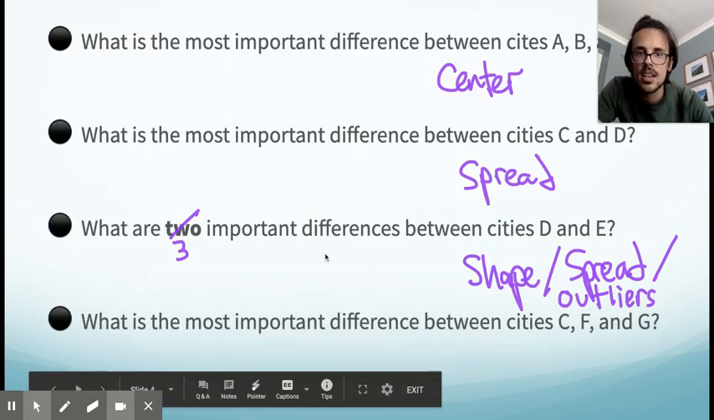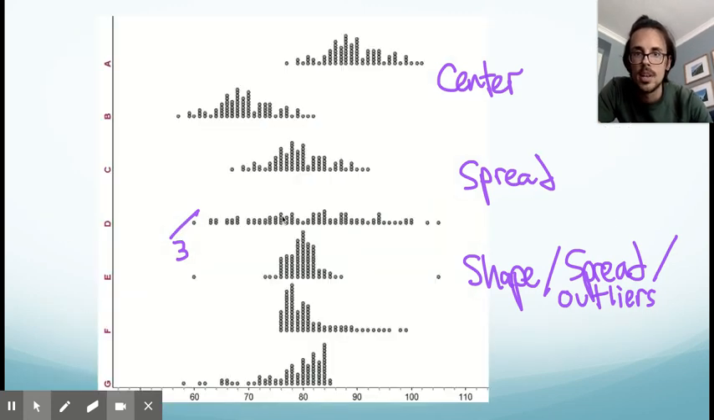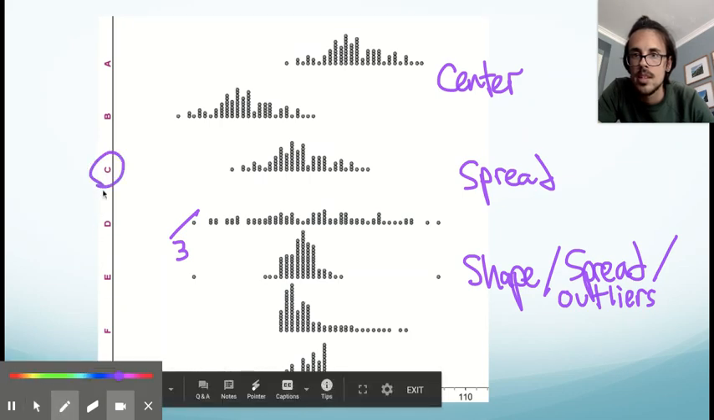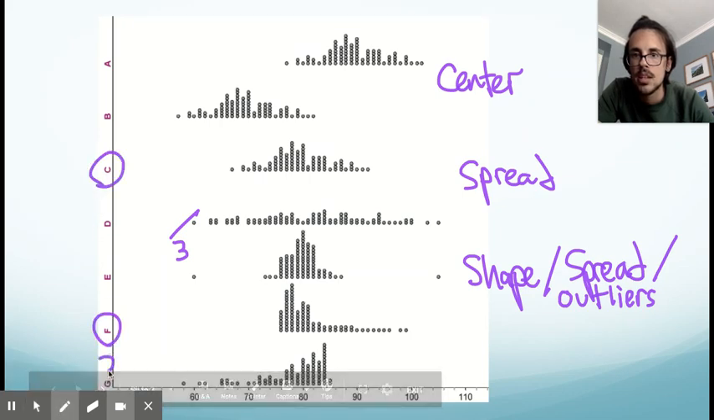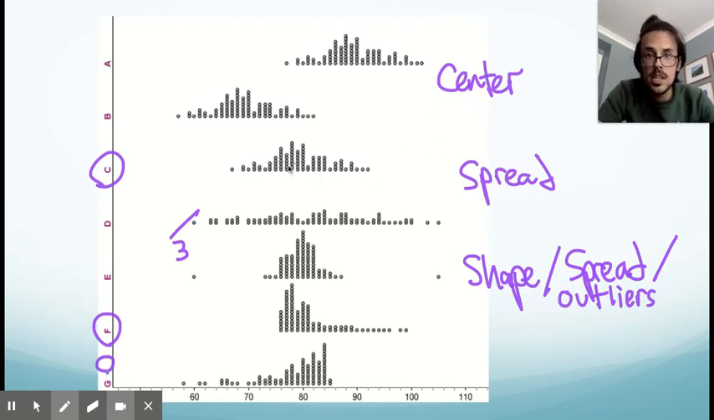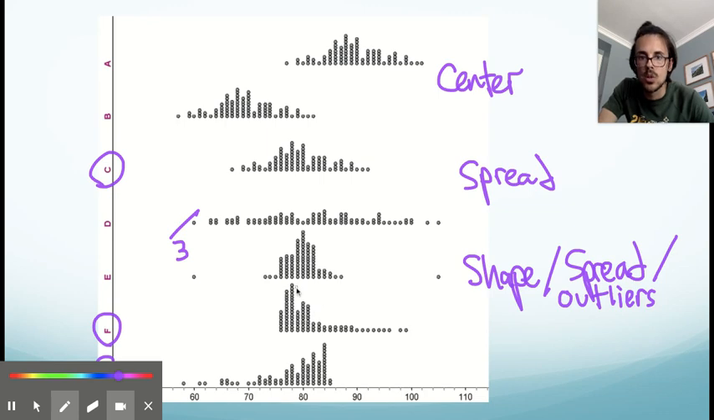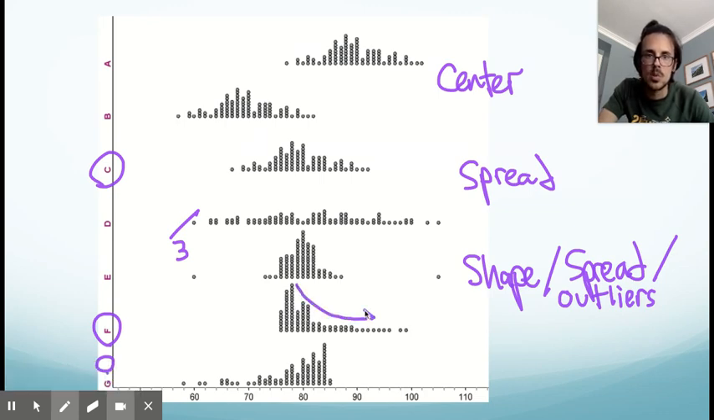All right. So C, F, G is my last one here. So let me just circle those. I'm looking at C and F and G. So C is relatively symmetric. It's basically a mirror image on both sides. Sort of looks like a regular hill. F and G are what's called skewed, which we're going to define in a minute. This goes this way. This goes this way. So low temps are popular here, less common to have high temps. High temps popular here, less common to have low temps.